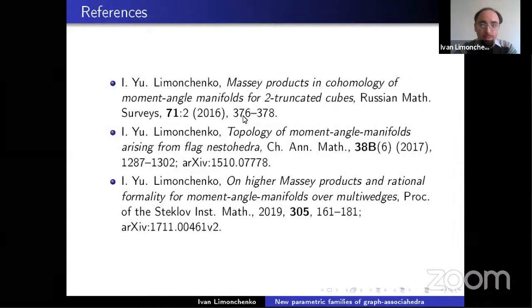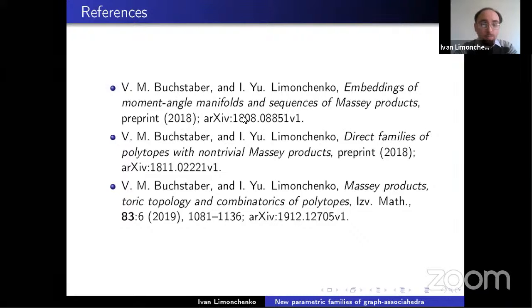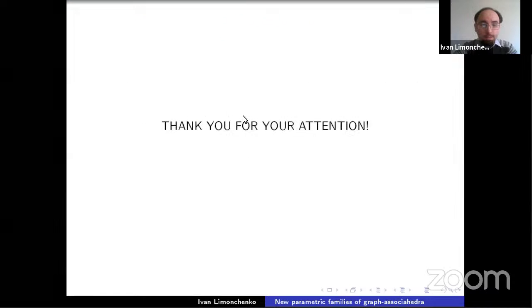Here are some papers, starting with the very first one, where I obtained the first result on non-trivial high Massey products. Then I generalized my constructions in my two subsequent papers in 2017 and 2019. And here are our publications and preprints with Victor, where we stated the problems we discussed today. You can find all the necessary terminology and constructions that I had to omit because of lack of time. Thank you very much for your attention.